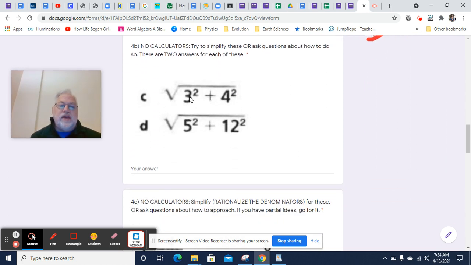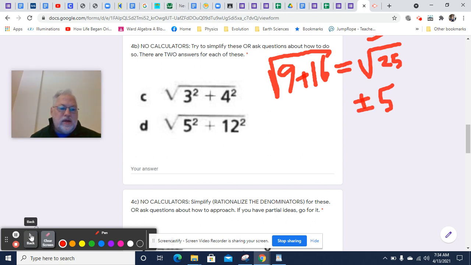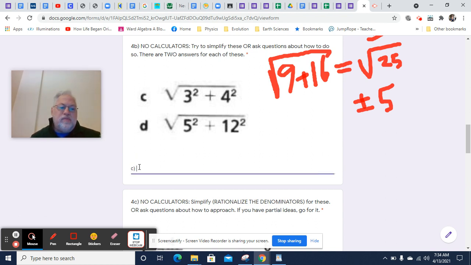For these, you're going to have to simplify what's underneath the square root first. So you're going to square 3 and you're going to square 4. So we're going to have the square root of 9 plus 16, and that's going to equal the square root of 25, which is 5 plus or minus. Sometimes you're only going to care about the positive one, but you want to hang on to the possibility it could be negative, because sometimes that will still be a relevant answer in a geometry problem. So that's the square root of 9 plus 16, because you're squaring 3 and squaring 4, and that equals plus or minus 5.